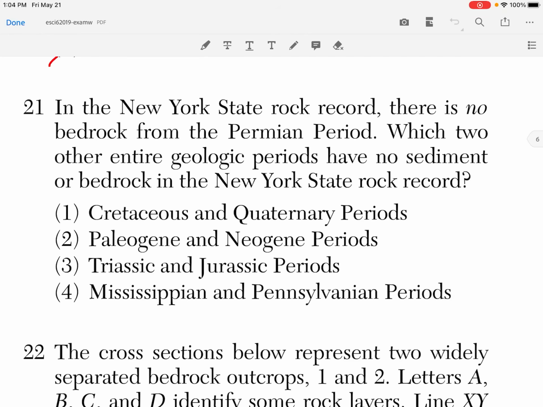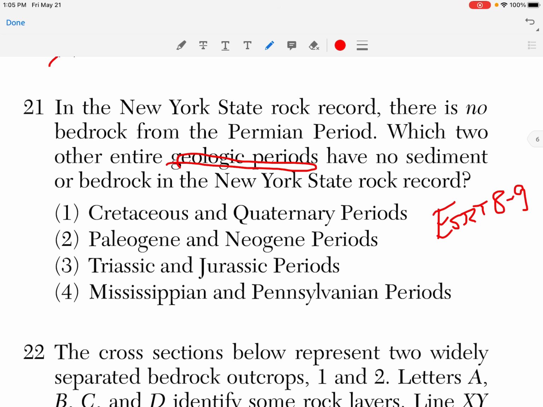All right, question 21 is a reference table question, and specifically you're going to be using pages 8 and 9 of your reference table to figure this one out. It's all about geologic history, and so you have the indication of geologic periods there. That's what this is all about. Now, just to give you an idea, this is one of those pain in the neck questions where you have to go through every single choice to figure out what the correct answer is.